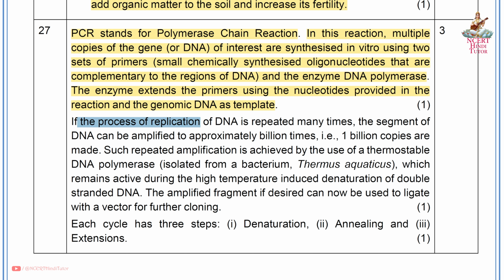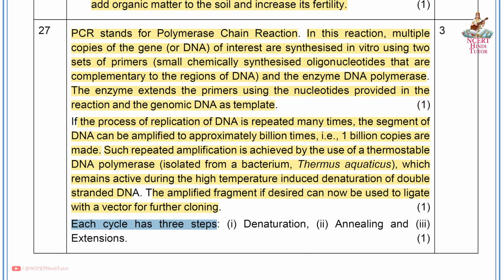If the process of replication of DNA is repeated many times, the segment of DNA can be amplified approximately billion times. That is, 1 billion copies are made. Such repeated amplification is achieved by the use of a thermostable DNA polymerase that is isolated from a bacterium, Thermus aquaticus, which remains active during the high temperature induced denaturation of double-stranded DNA. The amplified fragment, if desired, can now be used to ligate with a vector for further cloning.